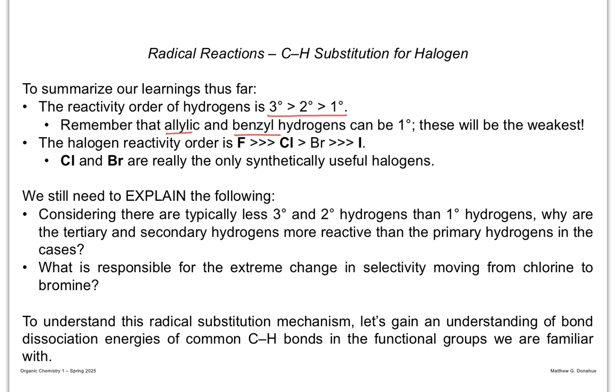Our order of reactivity: fluorine was really fast, much, much greater than chlorine. Chlorine was greater than bromine, and those are much, much greater than iodine. So really, we're focused on chlorine and bromine as the synthetically useful ones. Bromine gives better selectivity ratios than chlorine.